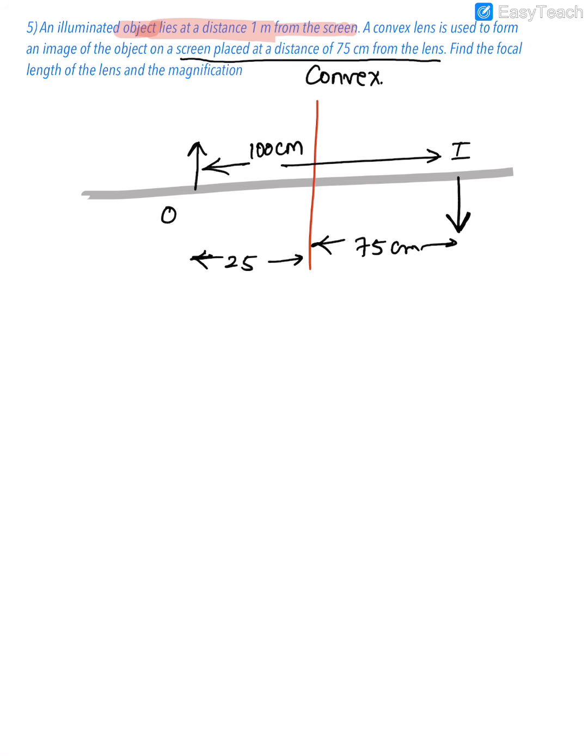So you are given that u is equal to minus 25, v is equal to plus 75, f is equal to question mark, and what do you have to find out? You have to find only f. So I think now it's simple. You just do 1 by v minus 1 by u is equal to 1 by f. So you'll get the answer for the focal length.